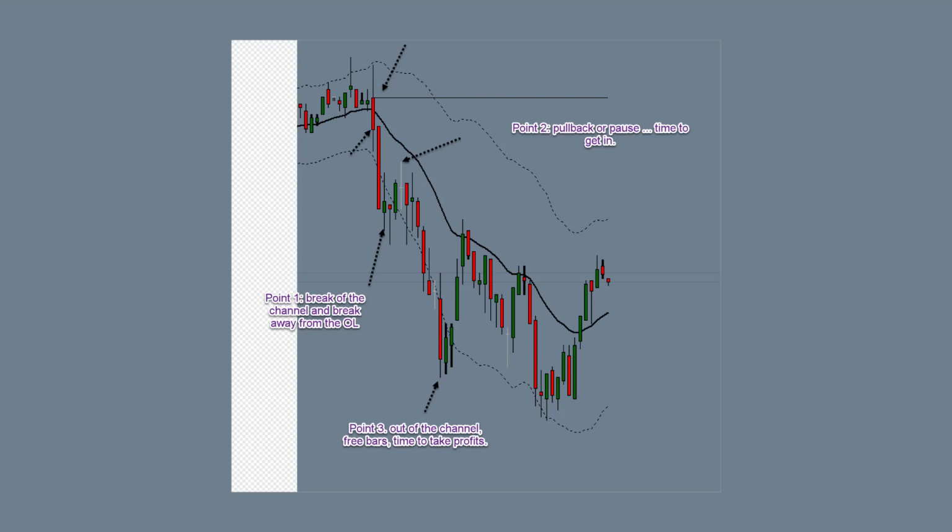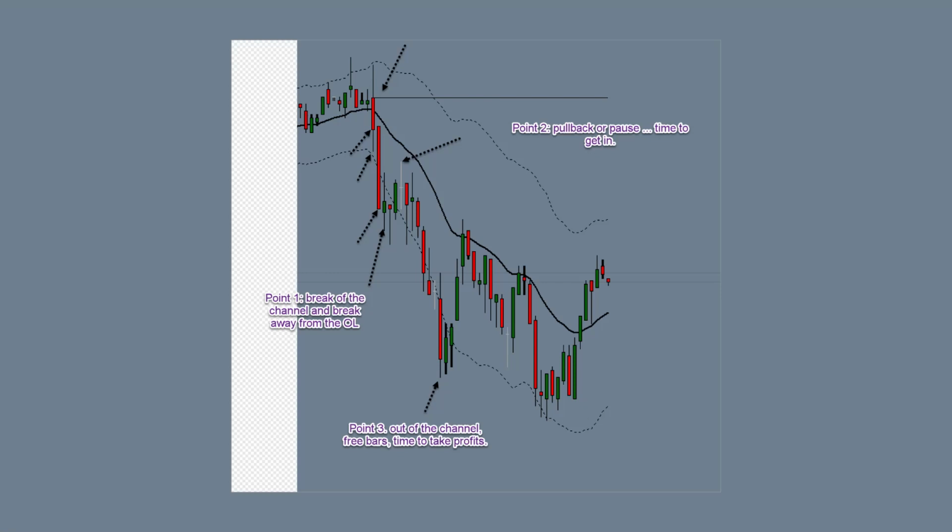Two reasons. One, it's below the open line. Second, it's below the center line. And it has touched the outer channel. So we are in play. We're looking for a pullback. Comes here, close is outside of the channel. Now we're waiting for a pullback.